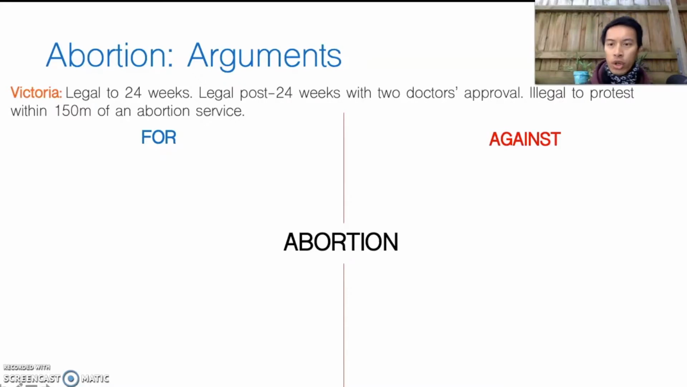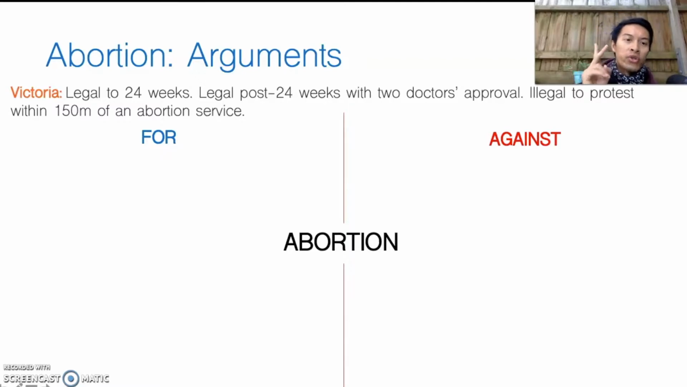Let me go through the abortion laws in Victoria. At the moment, abortion is legal to 24 weeks in Victoria. What that means is it is fully legal for any female to abort her pregnancy up until 24 weeks. She has 24 weeks from when she falls pregnant to decide if she wants to abort the baby.